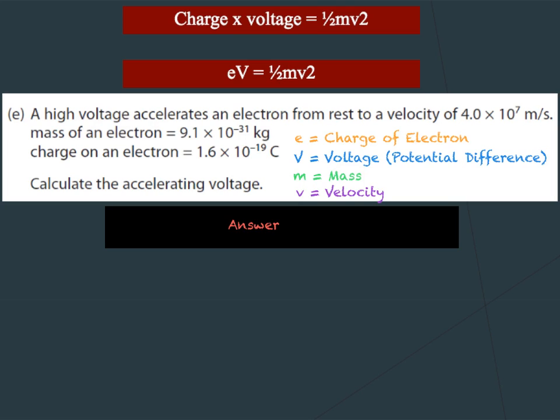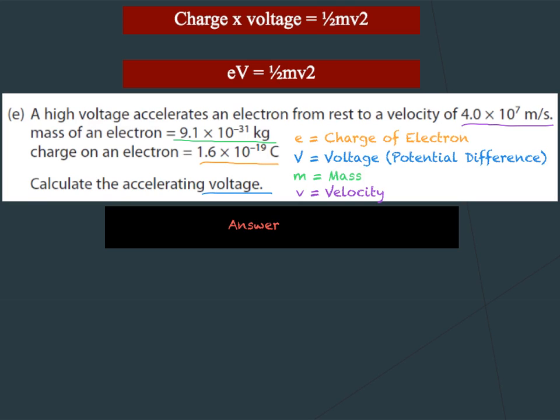So, in our question, we have a high voltage accelerates an electron from rest to a velocity of 4.0 times 10 to the 7. This is going to be our velocity. We are then given the mass of the electron, which is 9.1 times 10 to the minus 31. This is a constant, as well as the charge of the electron, again a constant, at 1.6 times 10 to the minus 19 coulombs. The question then asks us to work out the voltage of this electron acceleration.